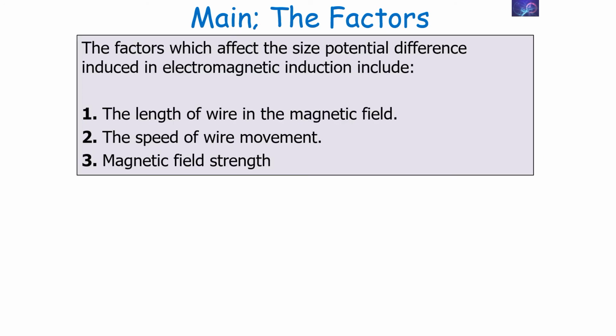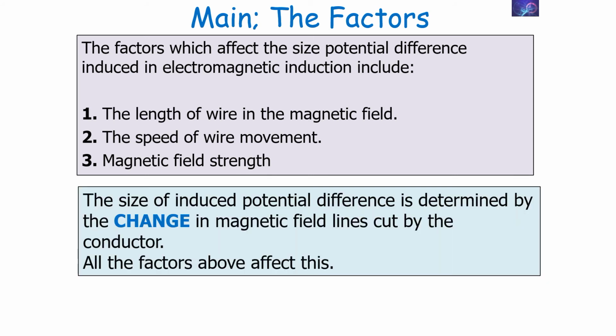So the factors which affect the size of potential difference induced in electromagnetic induction include the length of the wire in the magnetic field, the speed of the wire movement, and the magnetic field strength. The size of the induced potential difference is determined by the change in the magnetic field lines cut by the conductor, and all the factors above affect this.